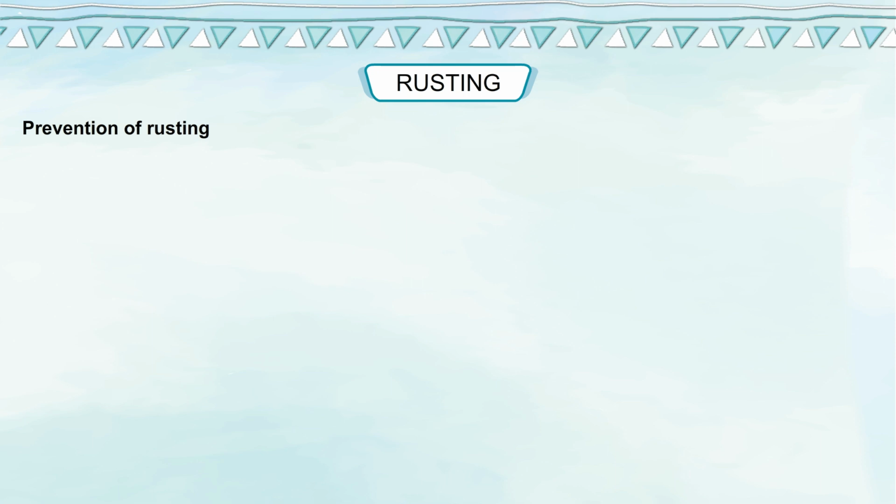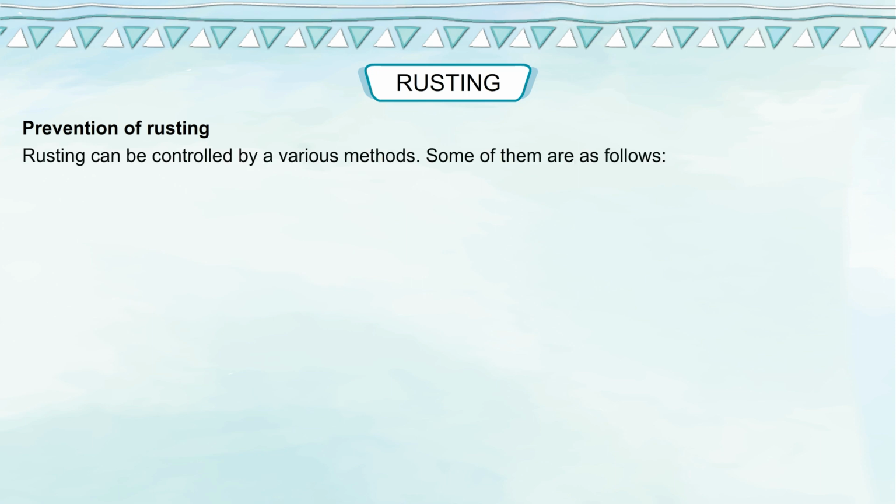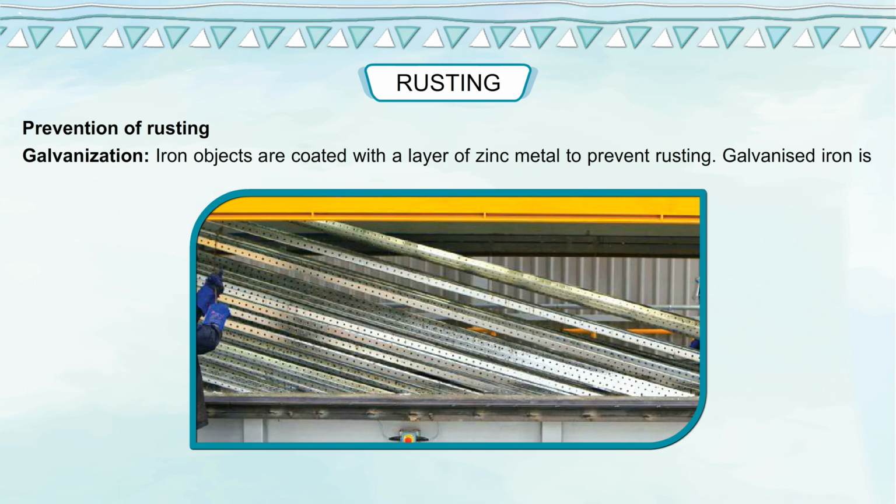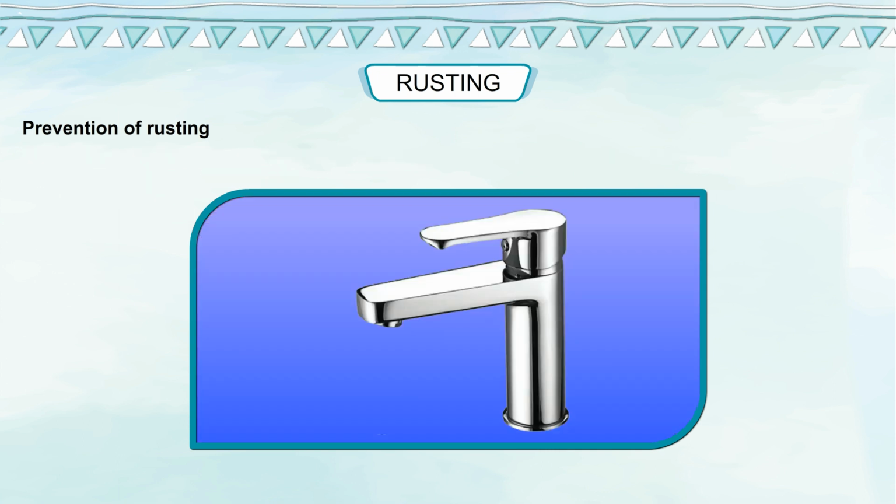Prevention of rusting. Rusting can be controlled by various methods. Some of them are as follows. Greasing. Parts of machines are coated with a layer of grease or oil to break their contact with air. Galvanization. Iron objects are coated with a layer of zinc metal to prevent rusting. Galvanized iron is used to make drums, buckets, etc.